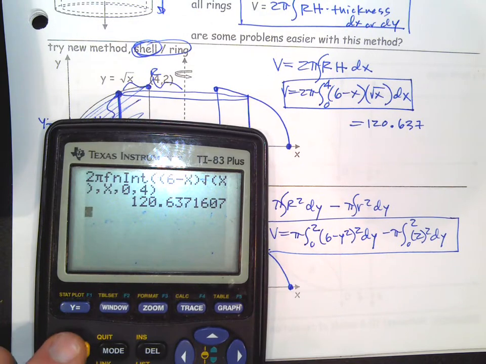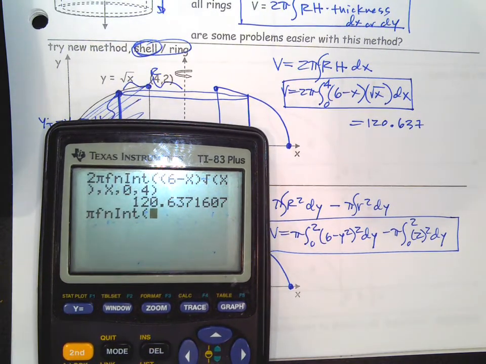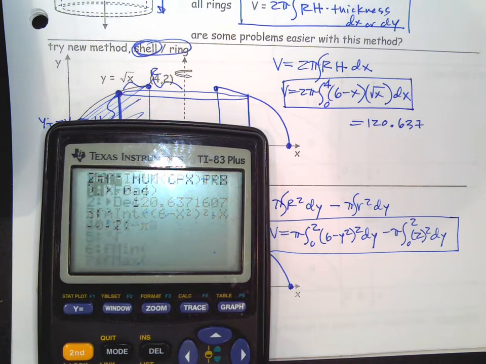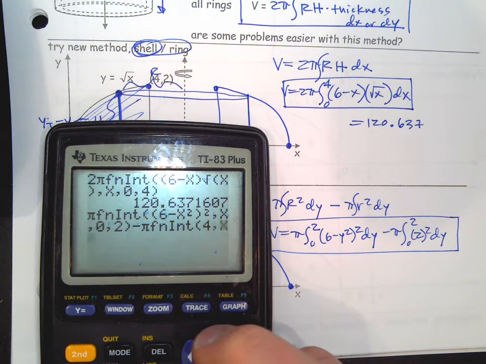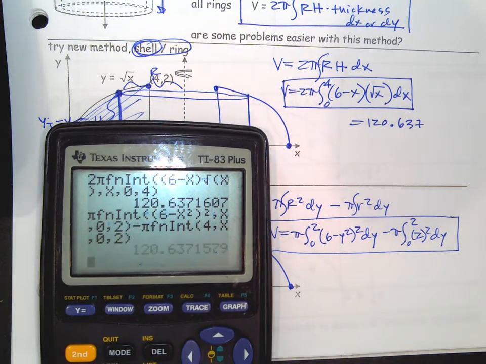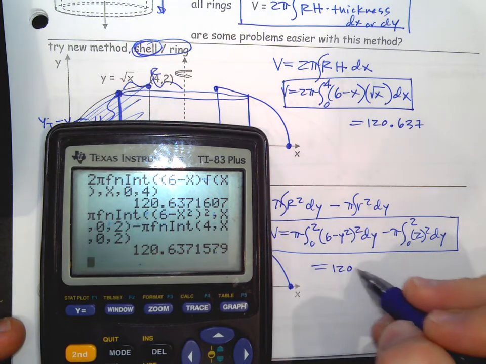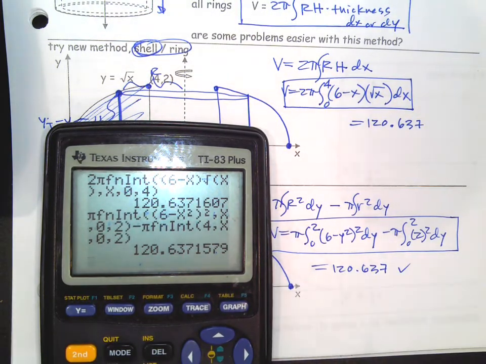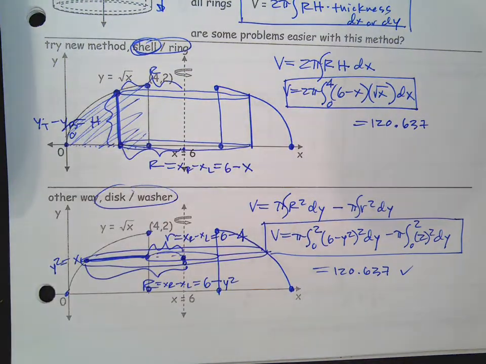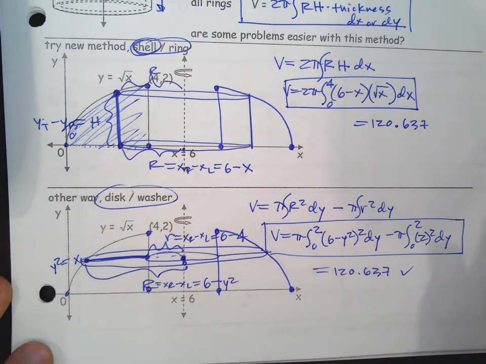So we're going to do pi, math 9, parentheses, 6 minus x squared. We're going to put x's for the y's. Close parentheses, squared, comma x, comma 0, comma 2, minus pi, math 9, 4, comma x, comma 0, comma 2. Should be able to type it in that quickly. There's the answer, 120.637. Same answer. Got it. Now, which one was easier? I don't know. I kind of think the shells were a little simpler, but it's up to you. But on your test, I'm going to make you guys do them both ways.